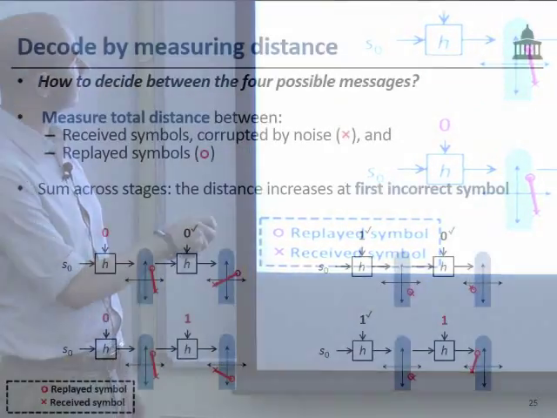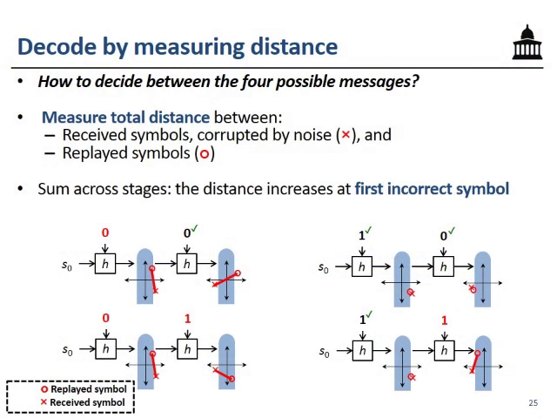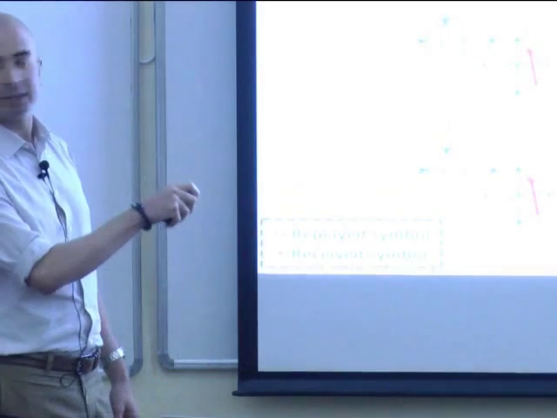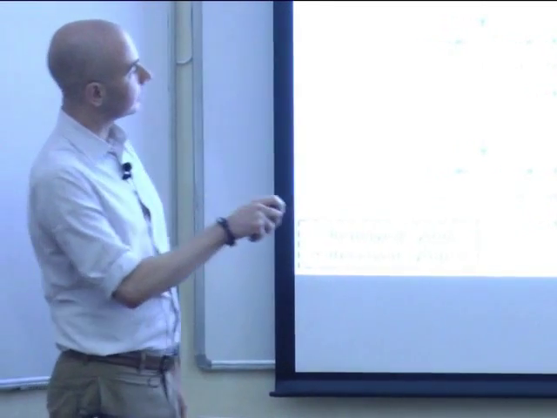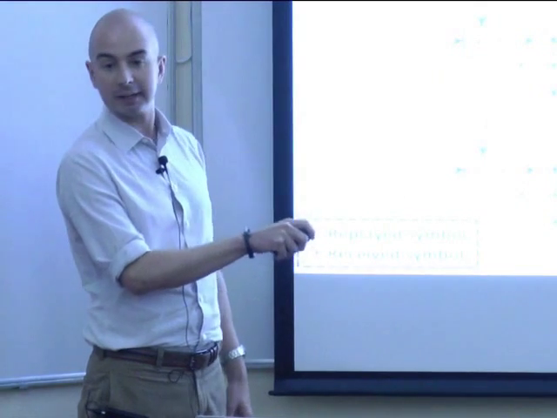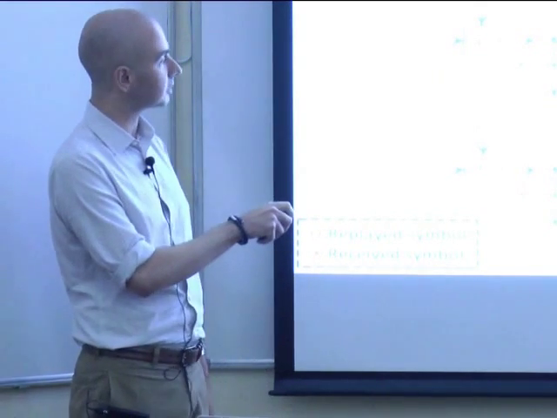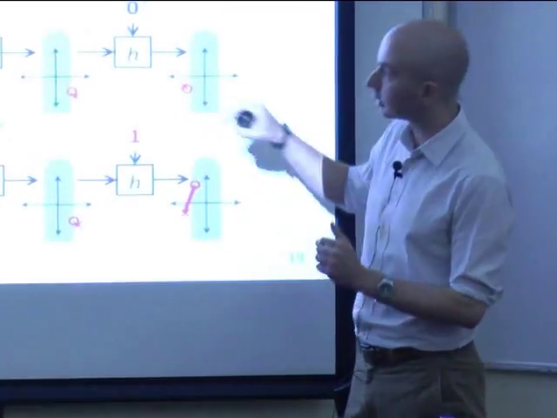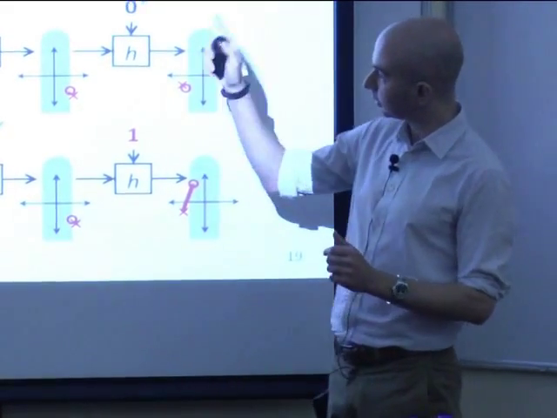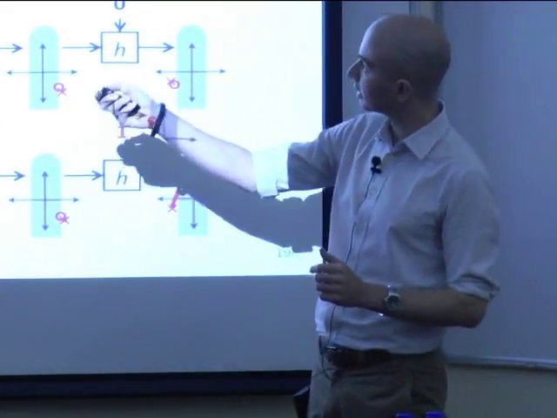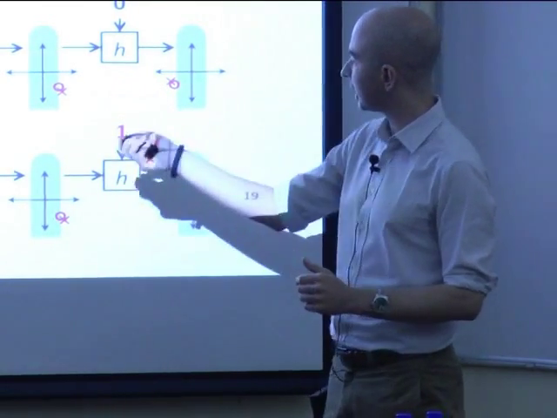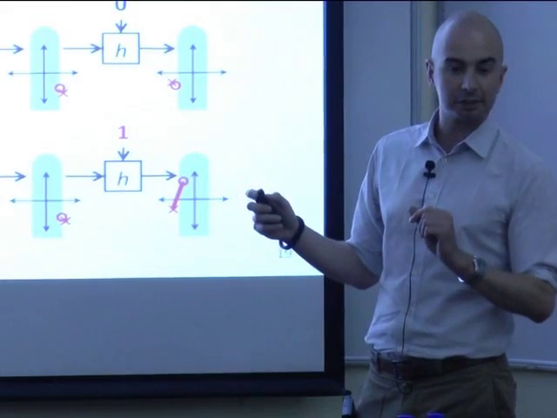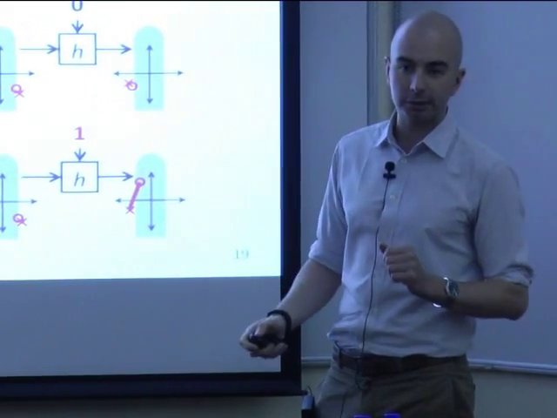One incorrect guess during my replay message causes the distance to increase at the first incorrect symbol or bit that I guessed. Okay? If I guess correctly now over here, as you'd expect, everything will match up and my symbols will be on top of each other, and I'll have a very small distance. Okay? And for the distance, I'm taking the total distance summed across all stages in one of the passes for my received symbols.